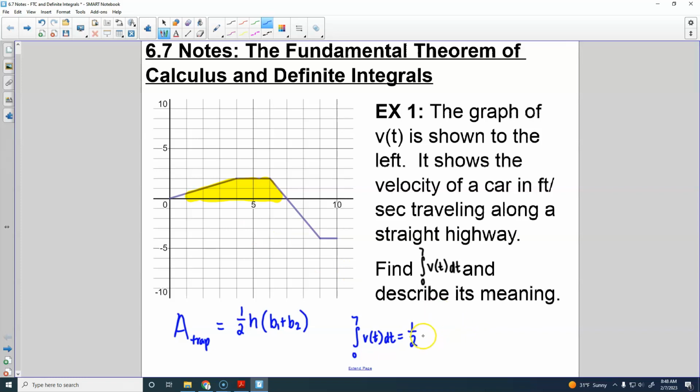So, the integral from 0 to 7 of v of t dt would equal 1/2. The height of that trapezoid is 2. The bottom base is 7. The top base is 2. So that is going to give us 9 whenever we evaluate that.